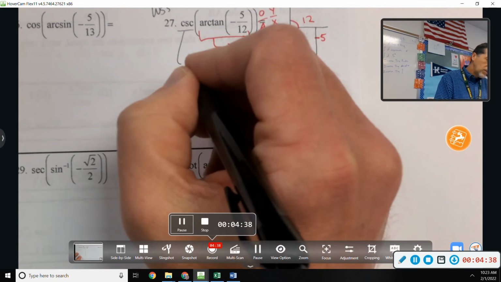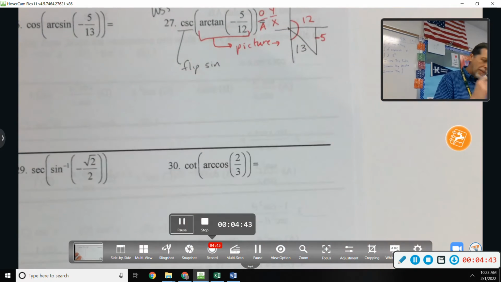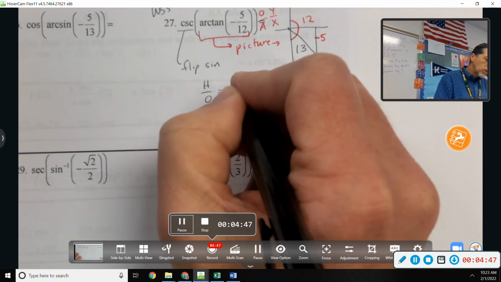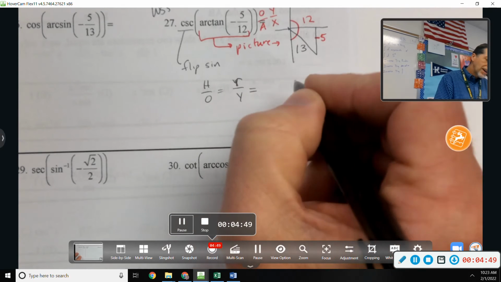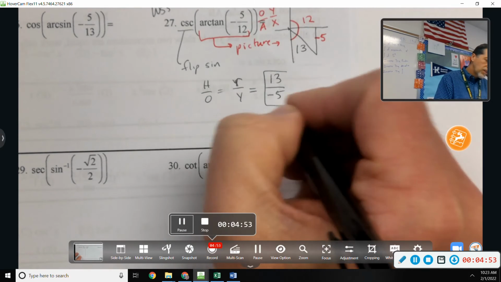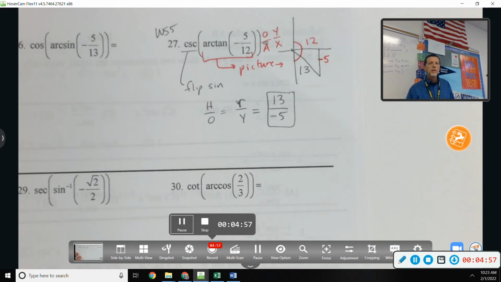Let's see, cosecant is flip of sine. So h over o, or r over y, negative 13/5. Use the inside stuff to draw the picture, and then answer the question.